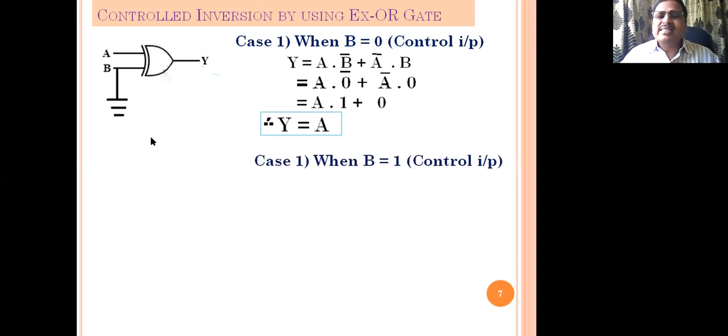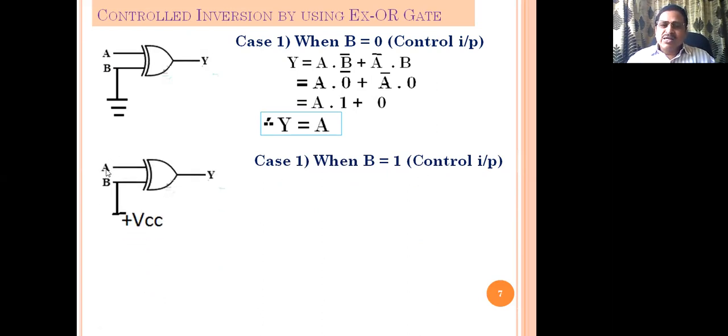Exactly opposite. You can take the second case, when B is equal to 1. As a second case, out of 2 inputs, the B input is at plus VCC. In case of positive logic, plus VCC means logic 1 or high level. So B is equal to 1. Let's see again the verification using the equation for a 2-input XOR gate, Y equals A and B bar, or A bar and B. Now put the value of B as 1. It becomes A and 1 bar, or A bar and 1.